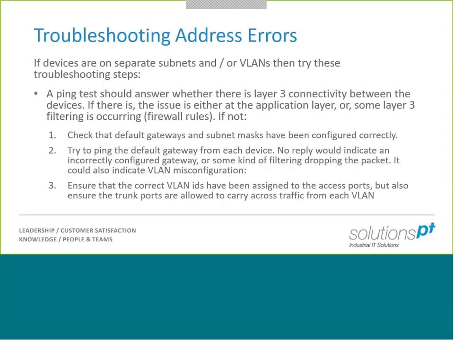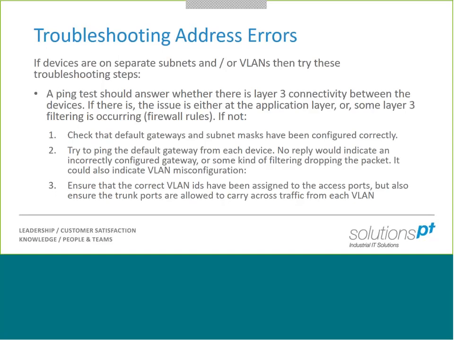Now that is assuming we don't have a firewall between or some access control lists that are filtering that traffic. So that would be another thing to check. Now let's assume we can't ping each other. We need to check the default gateways and the subnet masks have been configured correctly, because you've got to remember that your two devices now, the only way they can talk to each other is through the default gateway, so that has to be configured correctly.